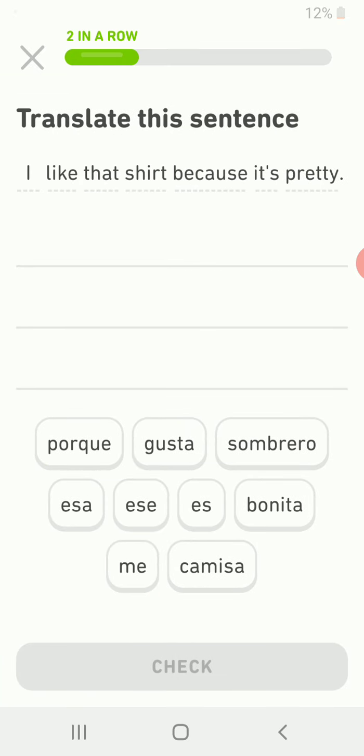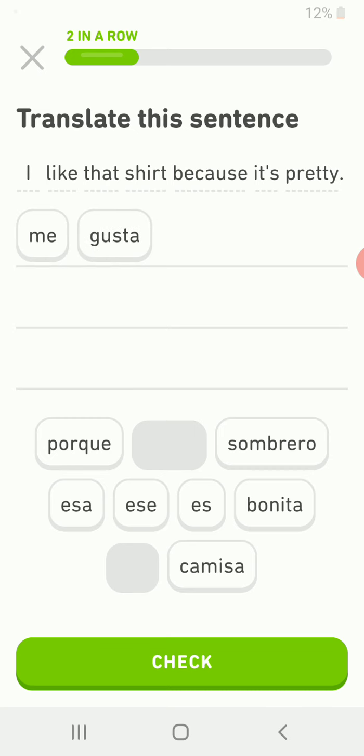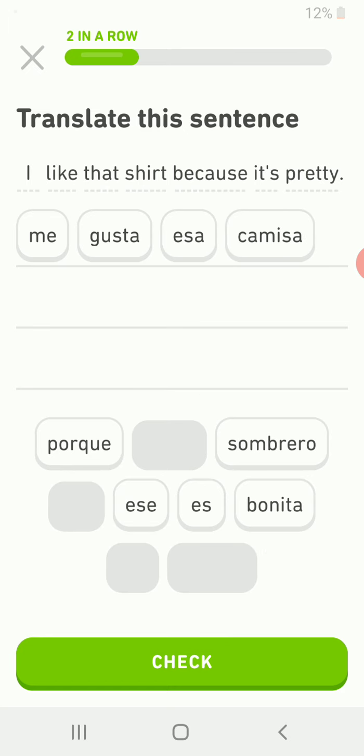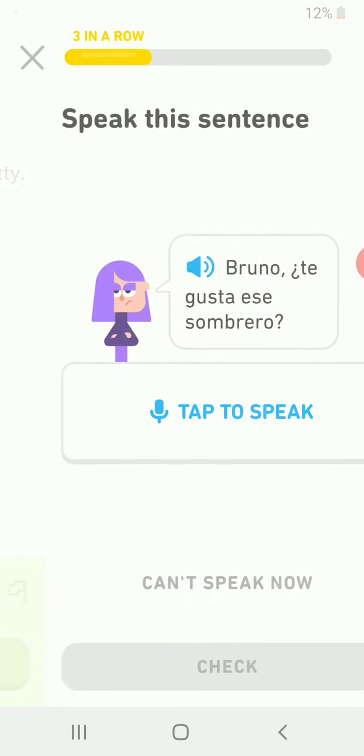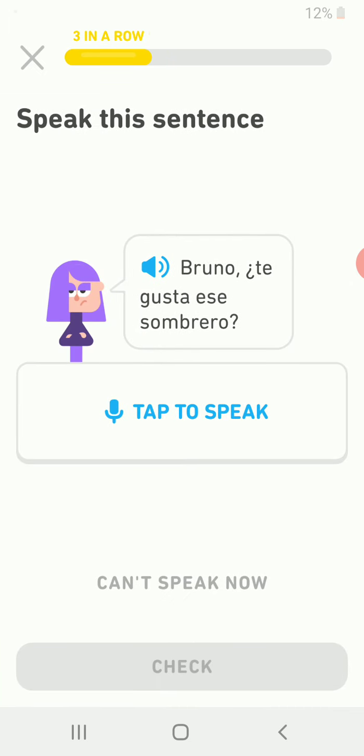And translate the sentence: I like that shirt because it's pretty. Me gusta. It's I like that shirt. How do you say shirt? Camisa. So I will say esa camisa. It's not ese. Because porque es bonita. It's not bonito because it's feminine as a noun. And next: Bruno, ¿te gusta ese sombrero? That hat. Do you like that hat?